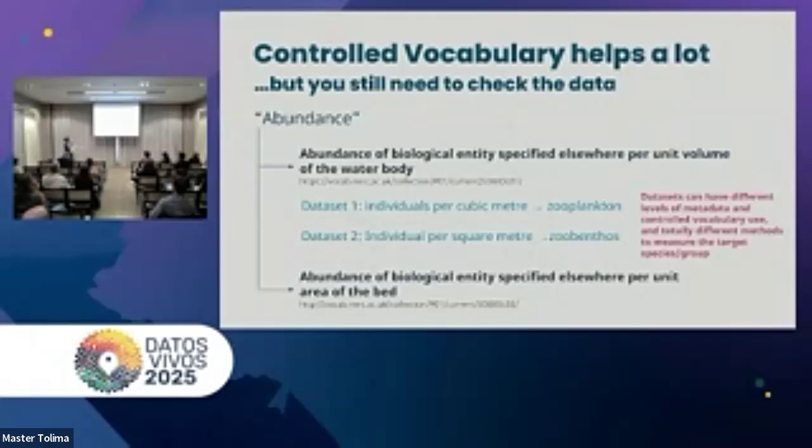I just mentioned units. One data set could have the abundance of the water body, but it's individuals per cubic meter for zooplankton, and another data set might have per square meter. So this is just a caution: controlled vocabulary can do a lot of heavy lifting, but when you're using the data, you do still need to double check and confirm that the measurement is indeed what you think it is.